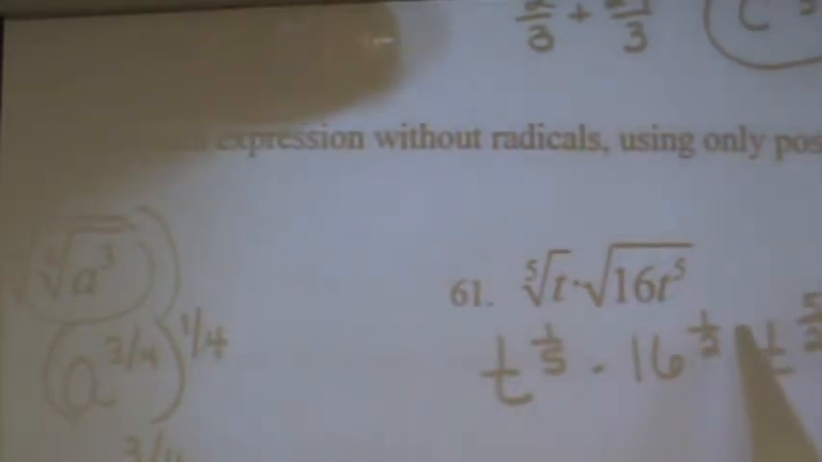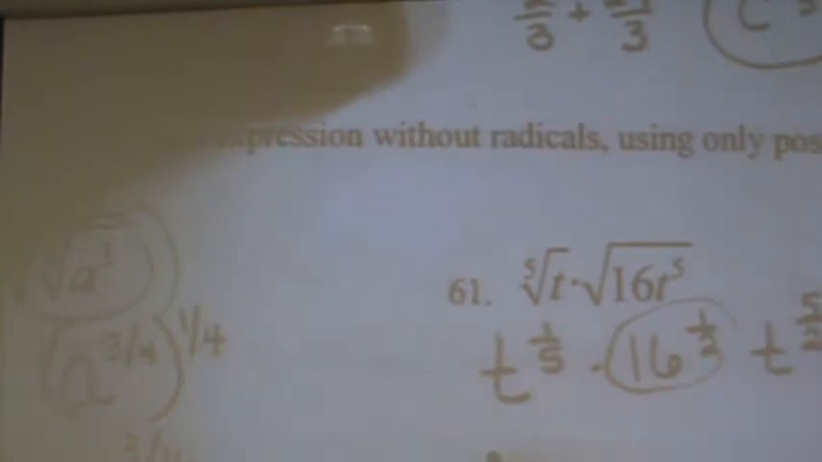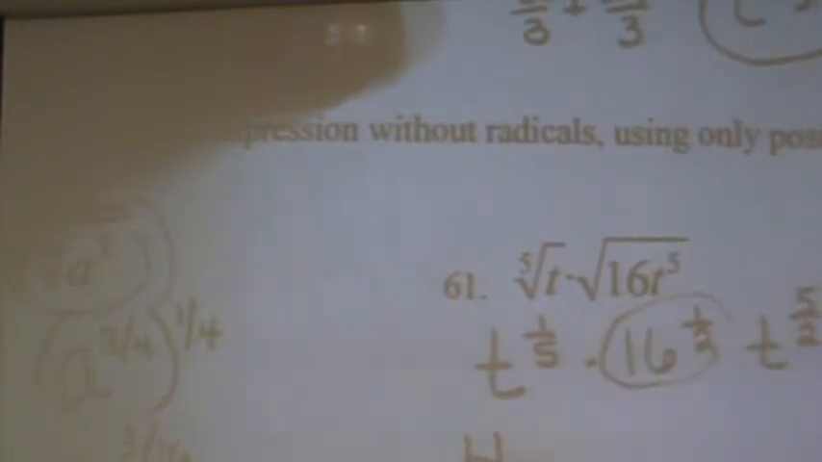Next one, this is going to be t to the 1/5 power, 1 to the 5th, times 16 to the 1/2 power, which is 4, and then we have t to the 5/2 power. So 16 to the 1/2 power, that's just a 4. Square root of 16 is 4.